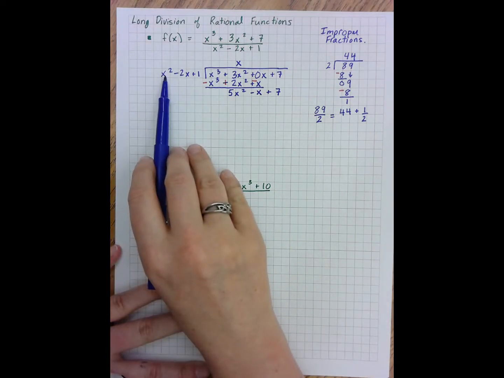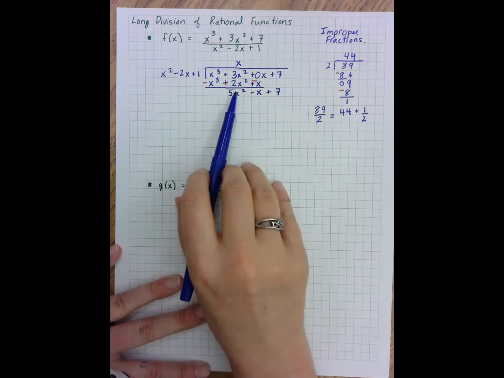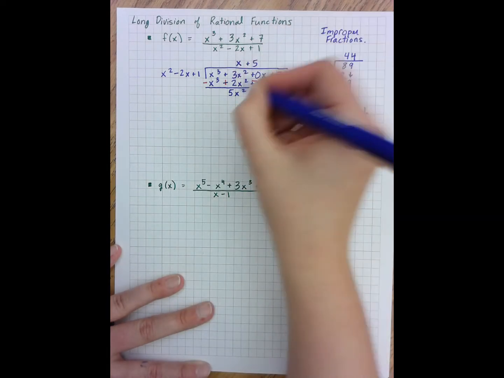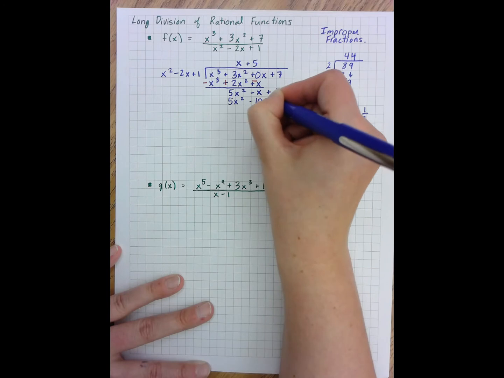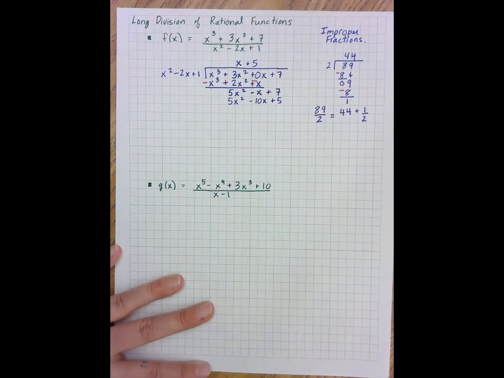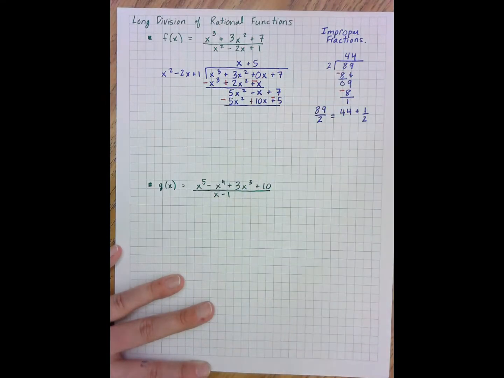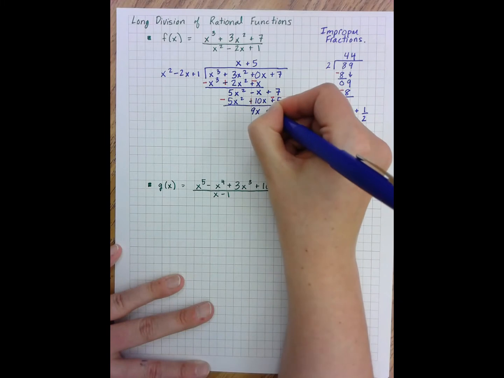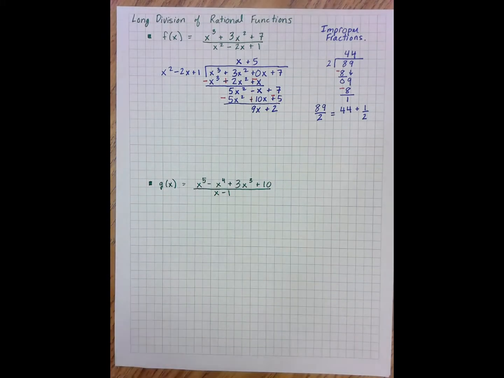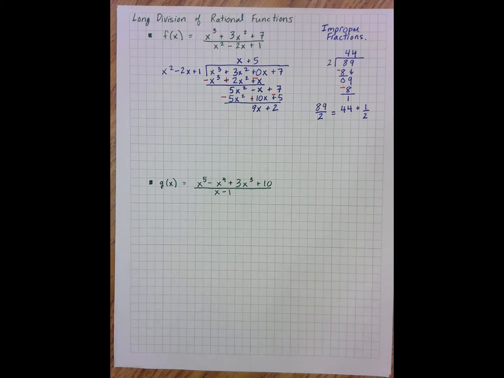So now I have to say, well, what do I have to multiply x squared by to get 5x squared? Well, that would be 5. So I distribute: 5x squared minus 10x plus 5. Again, my different color pen, subtract, subtract, subtract. Get 9x plus 2. And I can't go any further. It turns out that I can't really multiply x squared by something to get 9x. I mean, I guess I could multiply by x over 9. So I now can finish my problem.